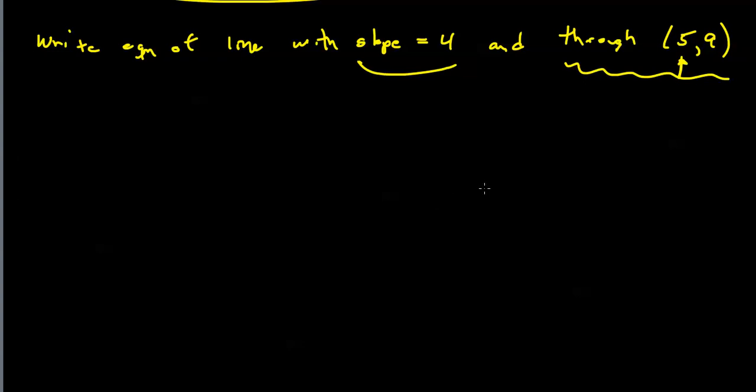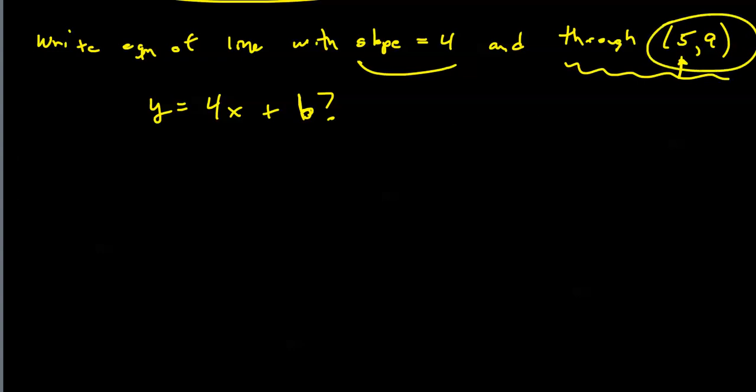Well, what are we going to do to find it? I can start like this. I know the slope, so I can plug in m for the slope in my slope-intercept form and leave my b value, my y-intercept, as unknown.